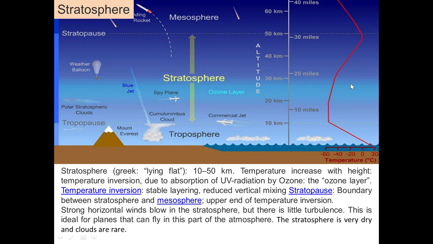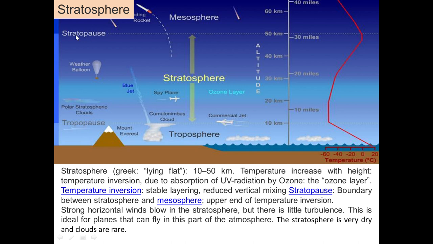The temperature inversion forms stable layering and reduces vertical mixing. From this point the vertical mixing reduces up to the stratopause, the boundary layer present between the stratosphere and mesosphere. Okay, the upper end of the temperature inversion.